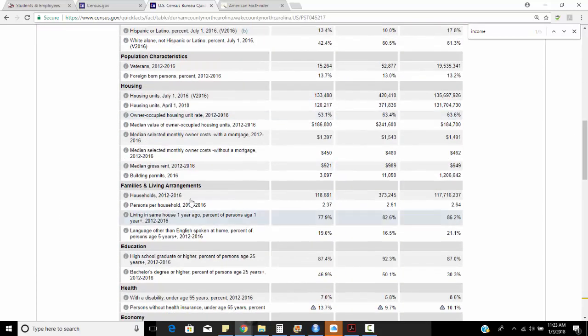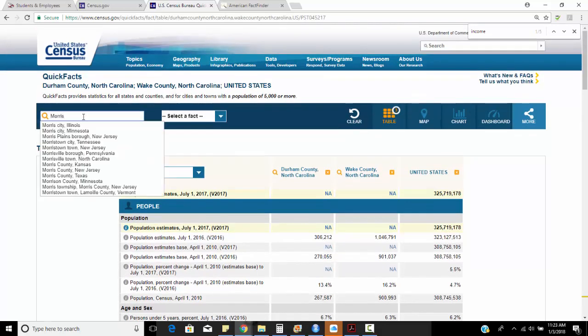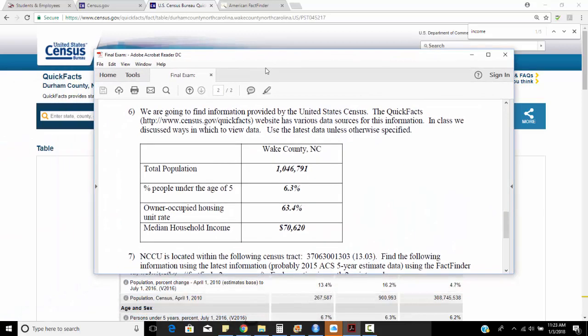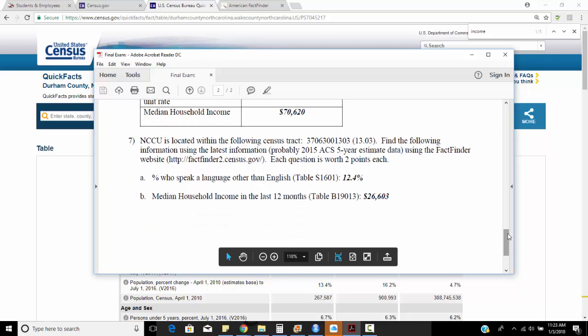these GIS data. Now, as you saw before, if I were to type in the word, say, Morris or something like that, there's a lot of different places. I've got cities, I've got boroughs, I've got counties, townships, or whatever here. But what I want to start to look at are sub-county enumeration units. So if I were to go back to here, okay, and this is just the example I have, NCC is located in the census tract.